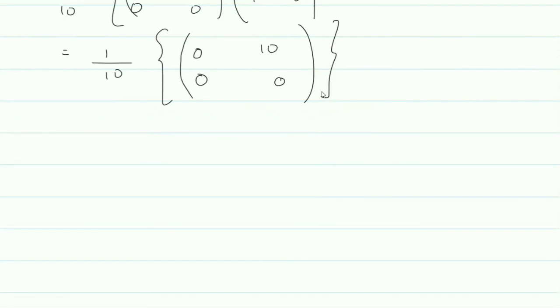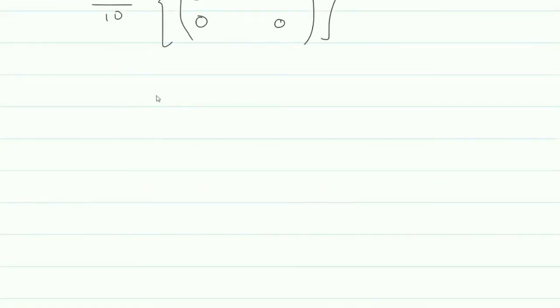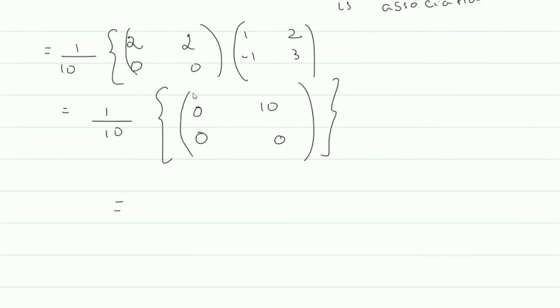So now multiply every element by the 1 by 10 outside. This will become 0, 1, 0, 0. So the matrix X is equal to 0, 1, 0, 0.